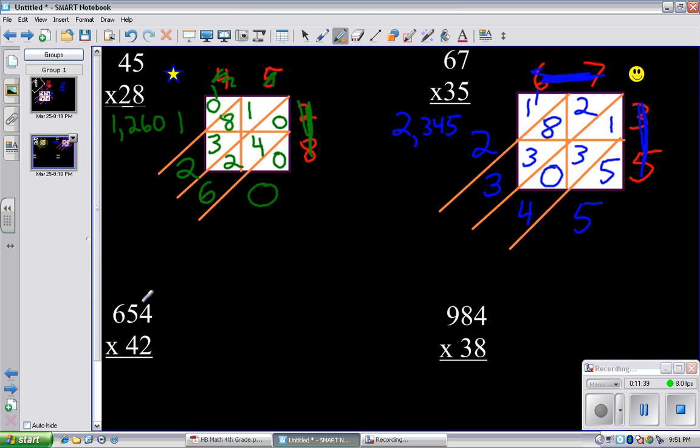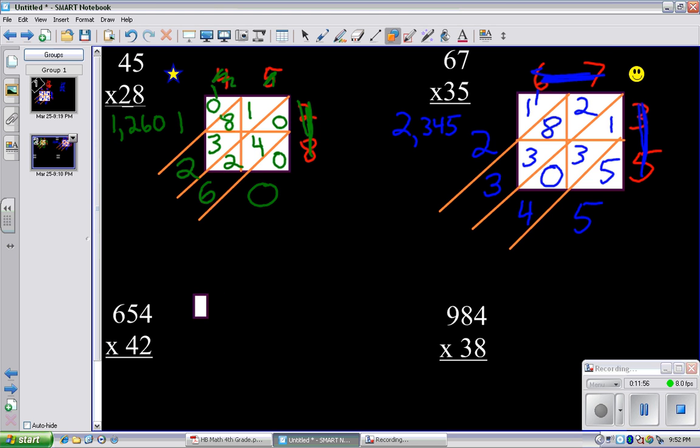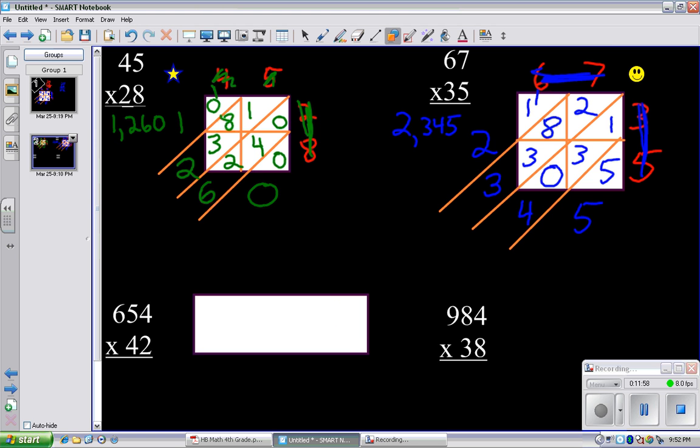Now we have a little problem. We no longer have a 2-digit times a 2-digit. Instead, we have a 3-digit problem by a 2-digit. Not to worry. All we have to do is change our lattice box just slightly. Instead of making a square, we need to make a rectangle since there are 3 numbers that we are multiplying on the top.